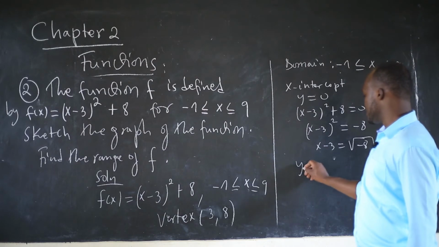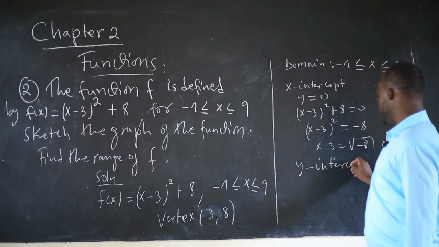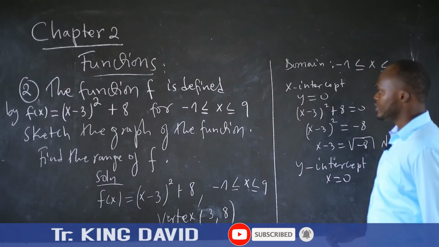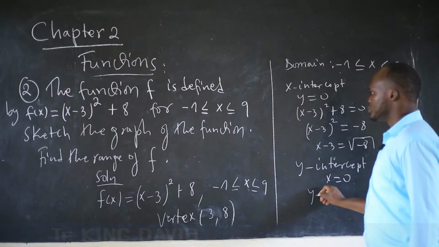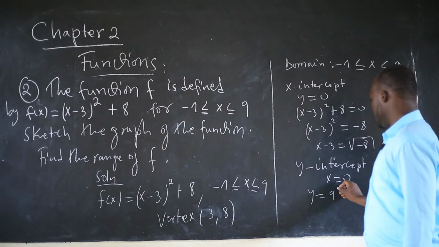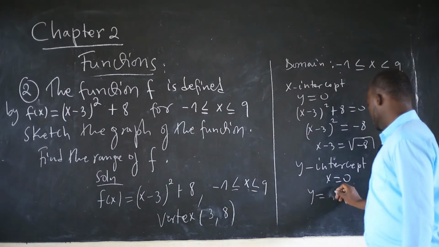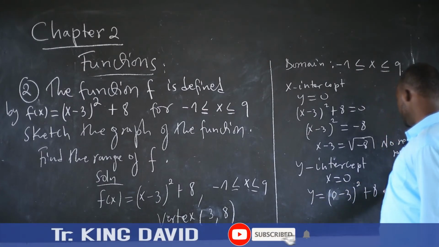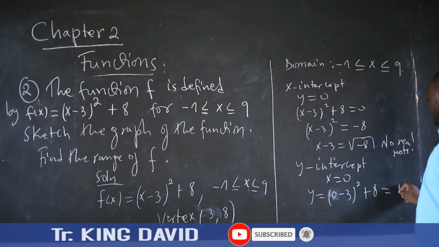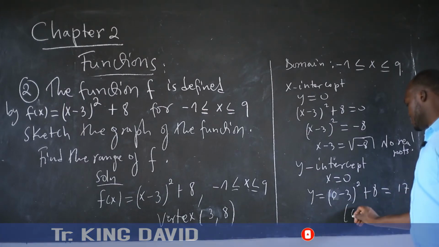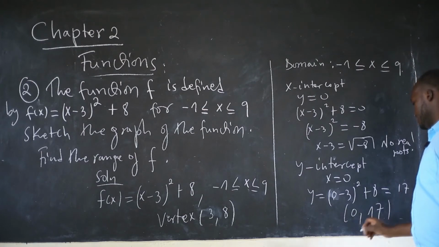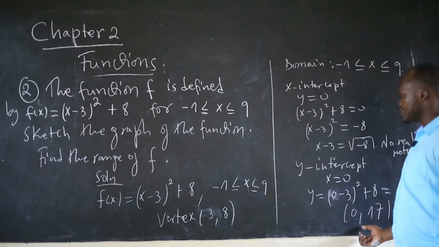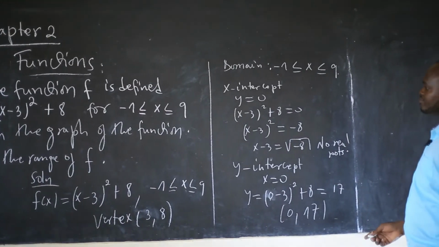So let's find the y-intercept. It is where x equals 0. If x is 0, y will be equal to (0 minus 3) squared plus 8. So you see this is 9, plus 8 is 17. So it will be (0, 17). That is the y-intercept. So we have the vertex and the y-intercept, we can sketch.